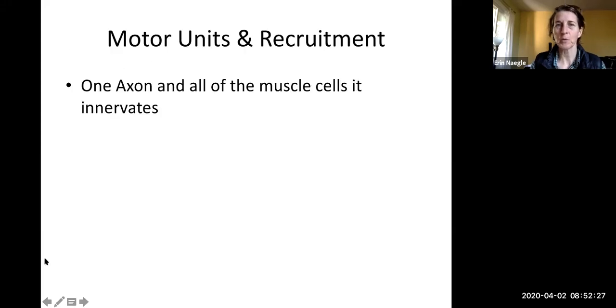So recruitment has to do with your motor units. And here's a reminder: what's a motor unit? Well, it's one axon and all of the muscle cells it innervates. One axon can branch a lot, and you can have thousands of muscle cells innervated by one axon. Or it can just branch a little bit. Maybe you'll have 5 or 6 muscle fibers or muscle cells that are innervated. Either way, that is a motor unit.